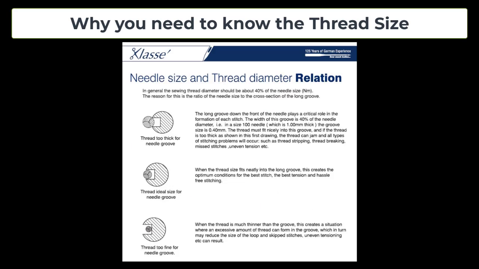Here's why you need to know the thread size. The top picture, the thread is too large for the groove of the needle. So the groove of the needle is there to help protect the thread as it's going in and out of the fabric. The middle picture is a good relation between the thread and the needle. The bottom picture, the needle is actually too large for the thread. What can happen is the thread could bounce around and you could get loops in your stitches.